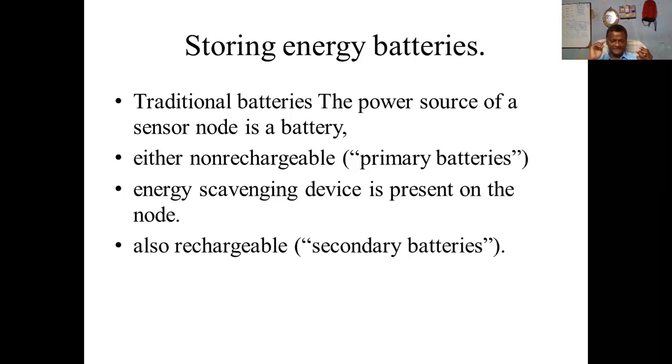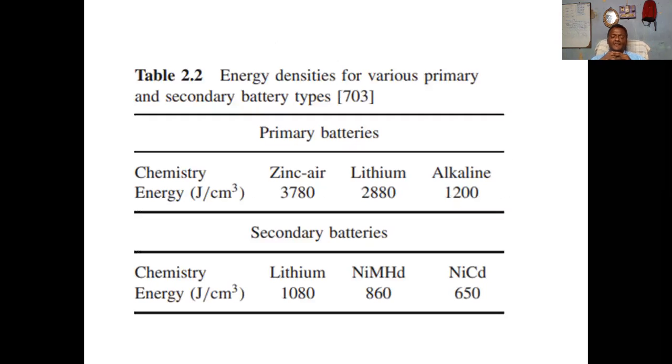So next, the power batteries that can be used for the sensors. The first thing is, by observing this table, what is the primary battery? It is a non-rechargeable battery. So this is the primary battery, and secondary batteries are the rechargeable batteries.